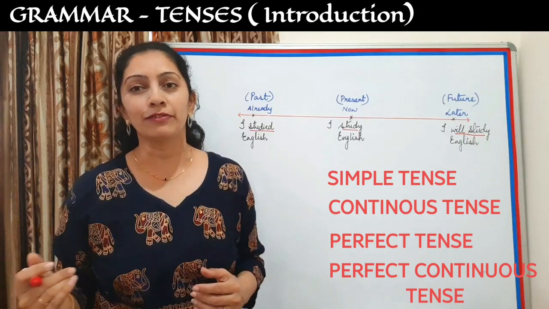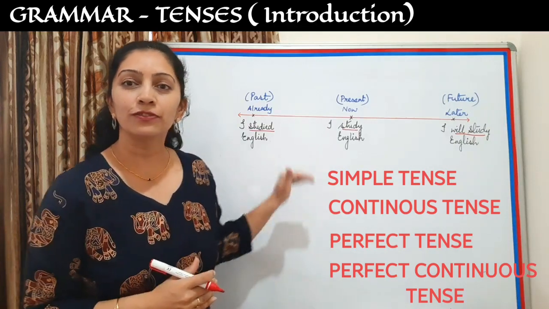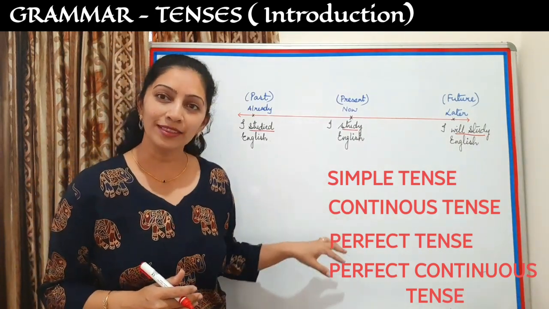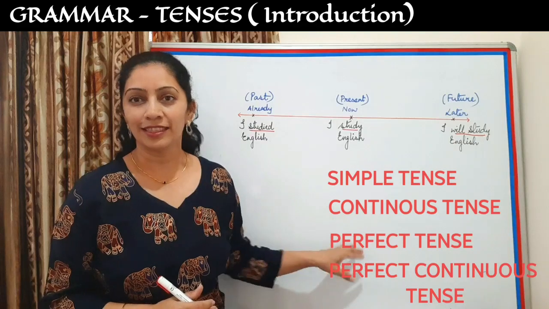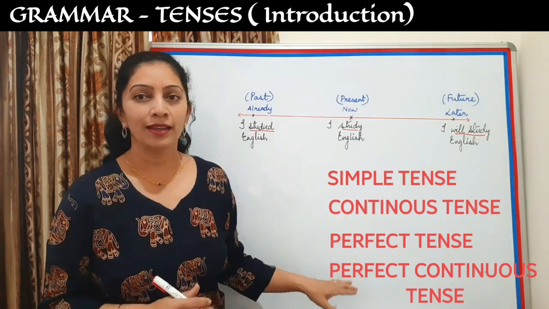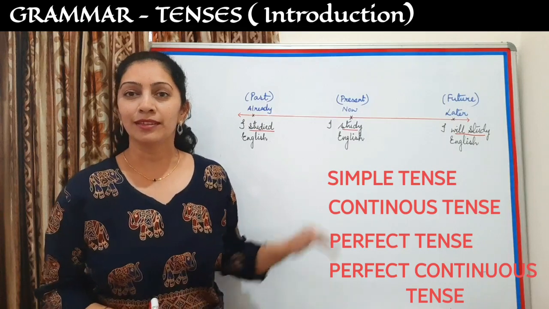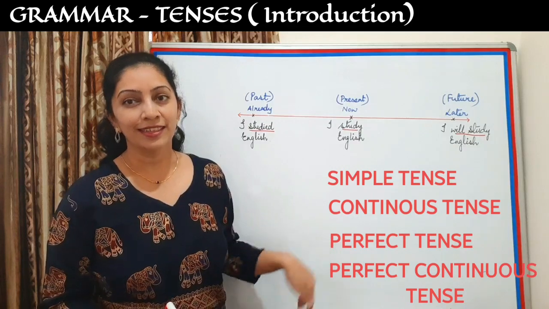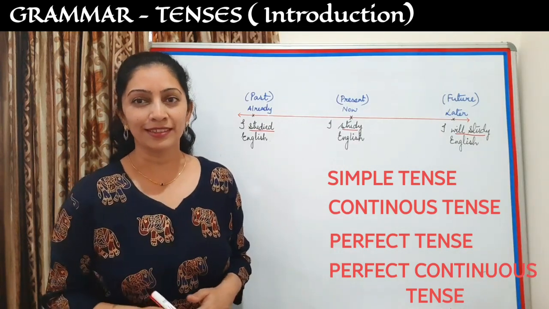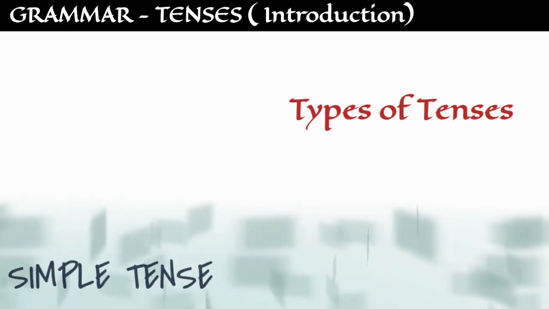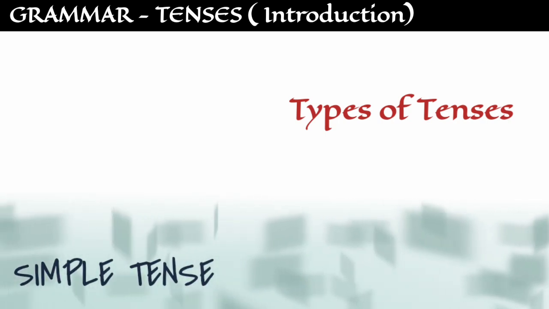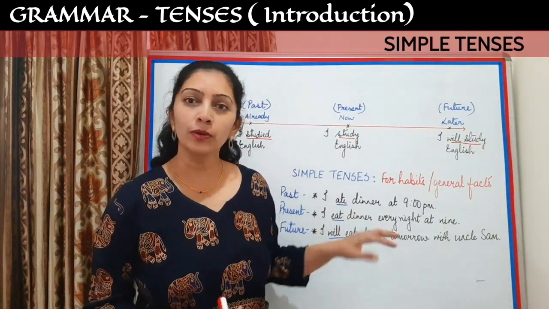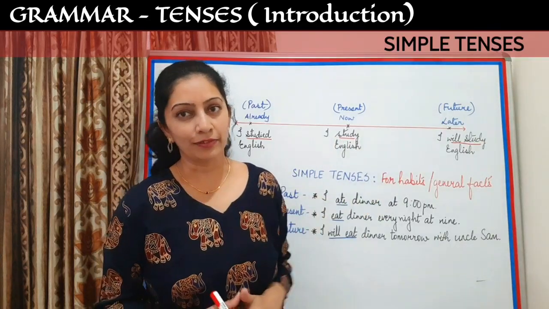Now, all these time references will fall into these four major categories, and then again under every tense we have all these four major tenses available to us. In today's lecture, I'll just introduce these four main categories under each tense. So let's start with the simple tense first. Let's know simple tenses first along with the examples on each time reference.